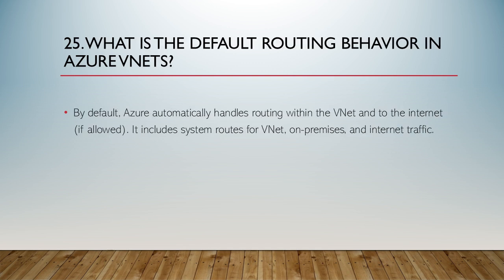25. What is the default routing behavior in Azure nets? By default, Azure automatically handles routing within the net and to the Internet, if allowed. It includes system routes for net, on-premises, and Internet traffic.